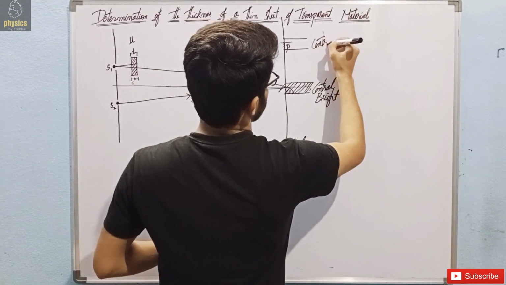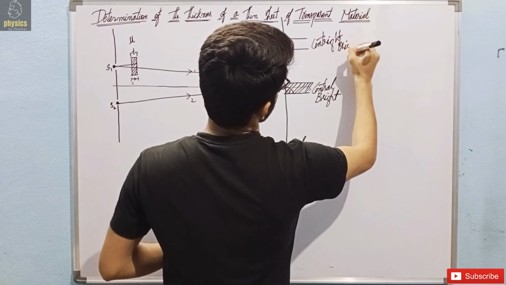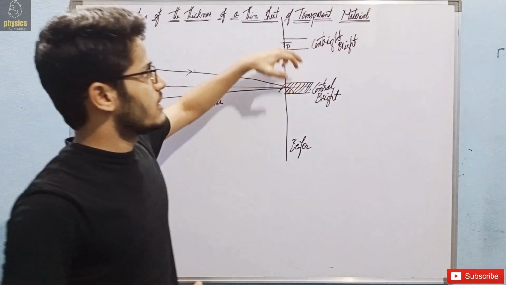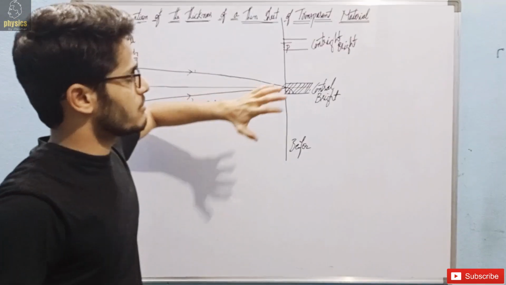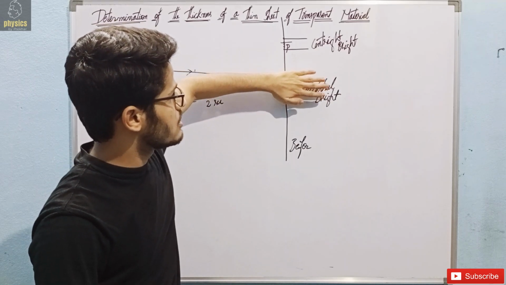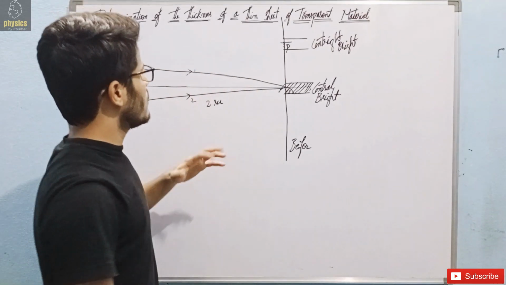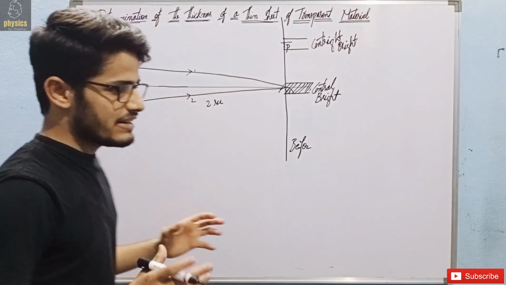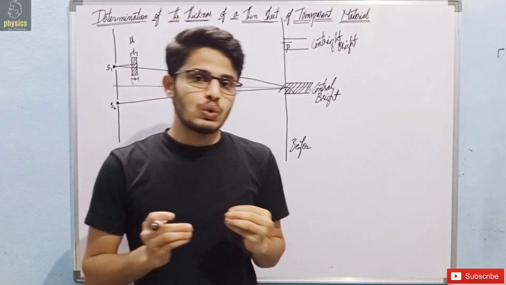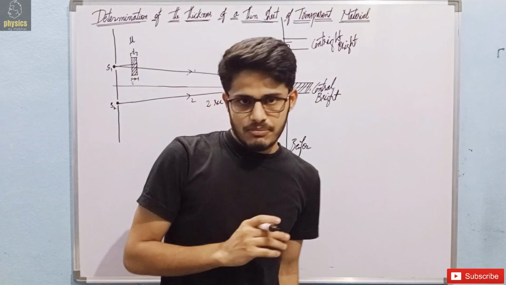This is the central bright. After the introduction of the thin mica sheet, here's where we are getting the central bright. Instead of being here, the central bright got displaced in the upward direction. Now we'll see that to have a central bright, the condition is that the path difference between the two rays should be 0. Then only we will get the central bright.